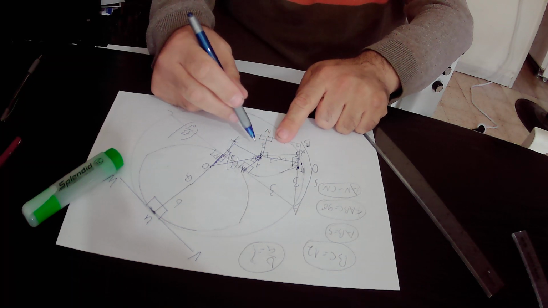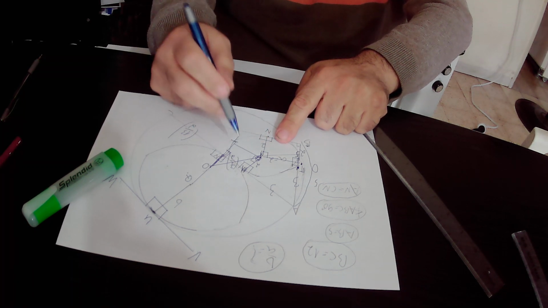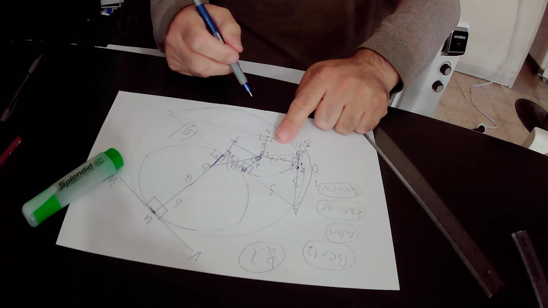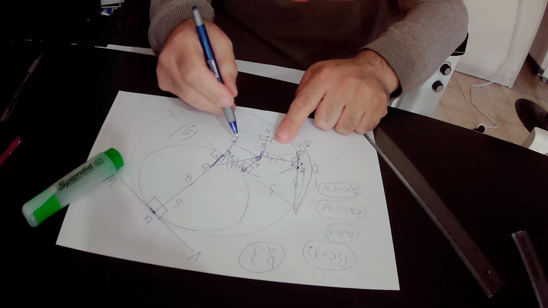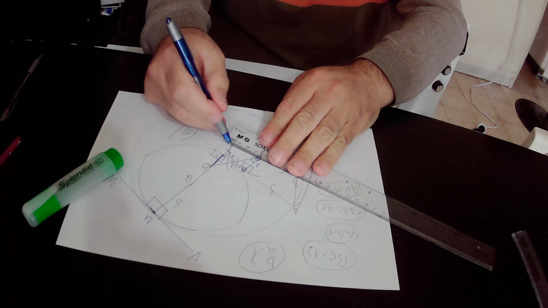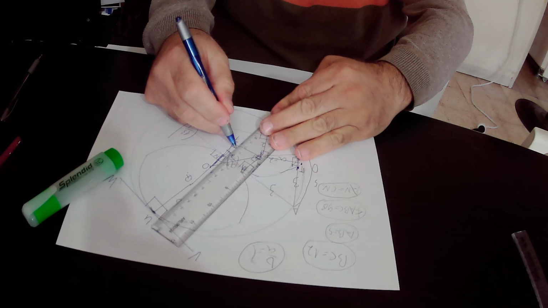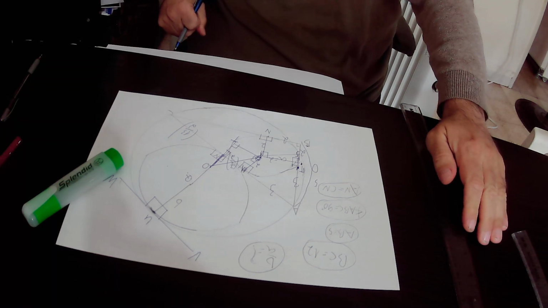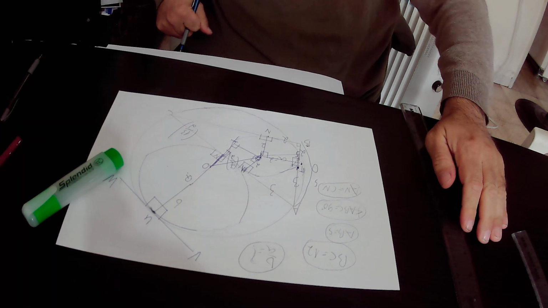So in quadrilateral PTNM, we have 1, 2, 3 right angles. The sum of 3 right angles is 270 degrees, plus the missing angle. In total, they must be equal to 360 degrees. Therefore, the missing angle must be equal to 90 degrees, according to the rule that the sum of the angles in any quadrilateral is equal to 360 degrees. Okay?